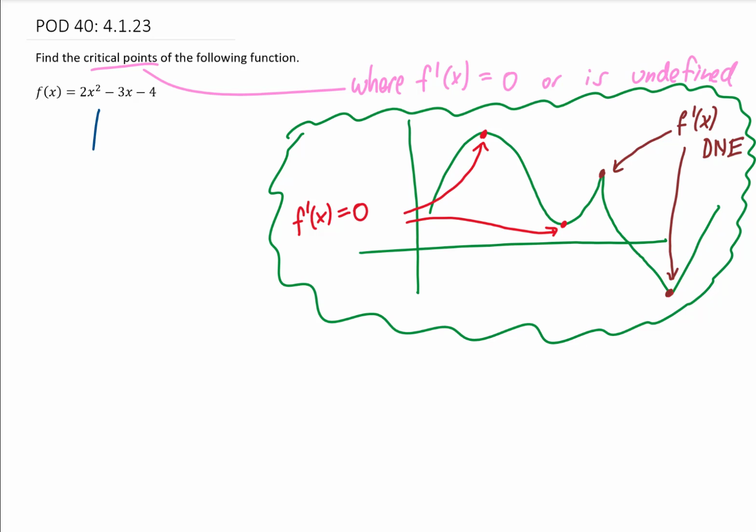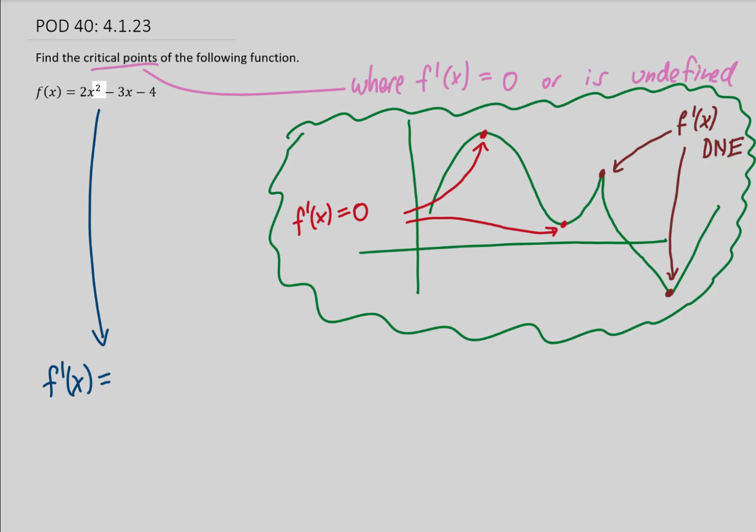Let's go ahead and find those critical points of this function. Our first step is taking a first derivative of the function. In this case, that means using our power rule. We're going to take this power of 2 and multiply it by this 2 to give us a 4. Then we're going to reduce the exponent on x from a 2 to a 1. So the derivative of that first term gives us 4x. The derivative of negative 3x is negative 3, and the derivative of negative 4 is 0.